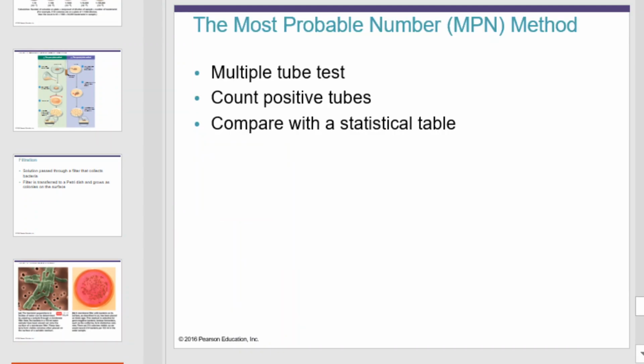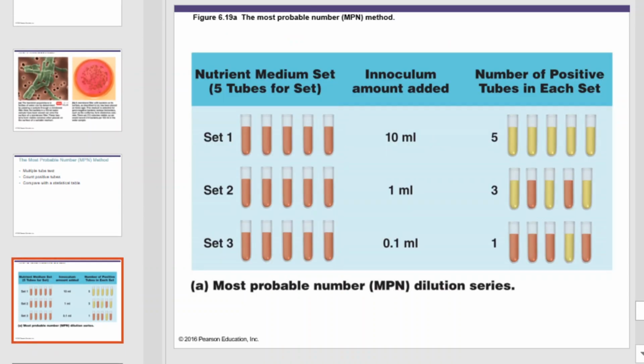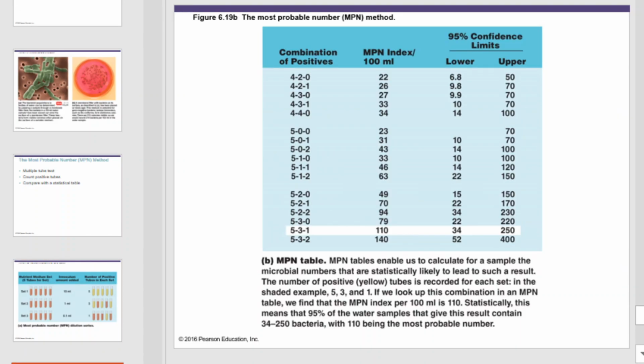MPN, most probable number method. This is a method that involves the utilization of multiple tube tests and count the number of positive tubes that you get, and you compare that to a statistical table. In the MPN, you will simply take a nutrient medium set of 5 tubes for a set, add your inoculum in different dilutions, and then look for the number of positive tubes in each set. You will need a table from a Burgess guide in order for you to then look at your confidence limits and determine the number of colony forming units that you have.